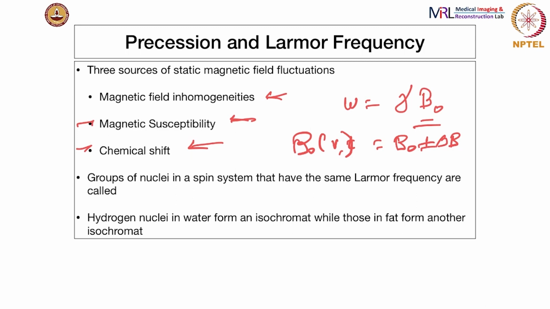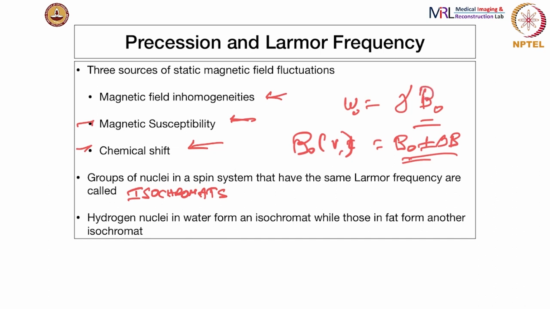Now we expect this to be B0 everywhere, but there will be some delta B because of these two properties, and actually this is exploited for imaging, right? Because you will see later that because B0 varies, consequently this omega naught will also be slightly different, and that's what is used for obtaining contrast. The groups of nuclei in a spin system that have the same Larmor frequency are called isochromats. So the hydrogen nuclei in water will form an isochromat, while those in fat will form another isochromat, because they might have a slightly different Larmor frequency, because B0 is slightly modified because of the chemical surrounding. Sorry, I wrote a wrong symbol here, B0.